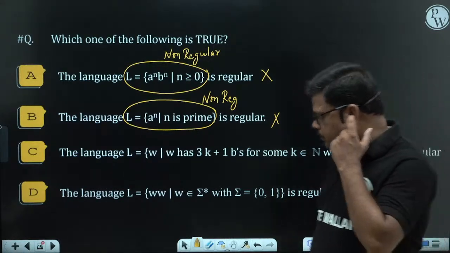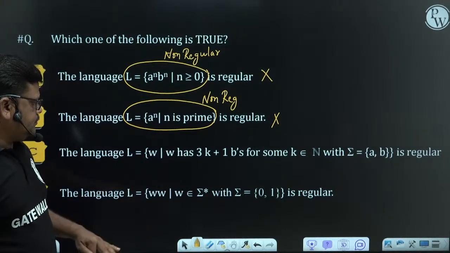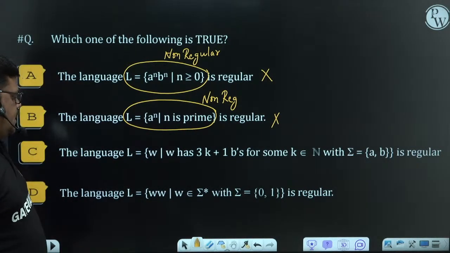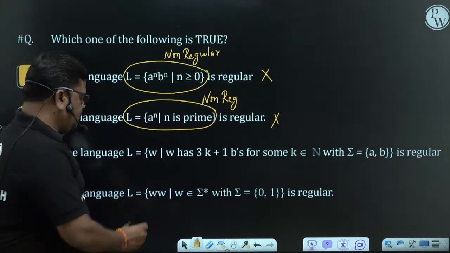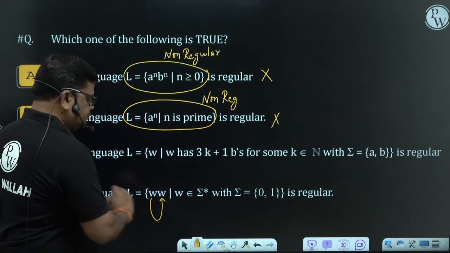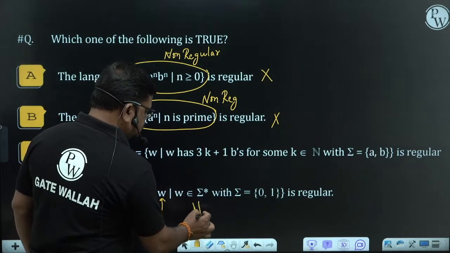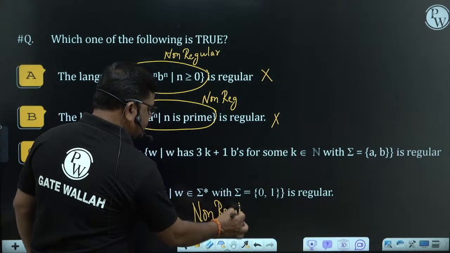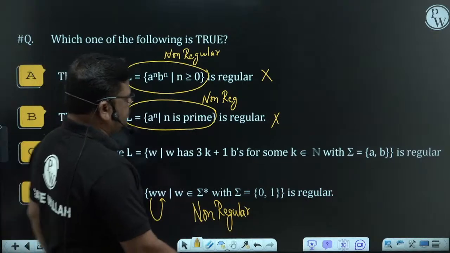What about the fourth one? The language L equal to WW, W belongs to sigma star, is regular. WW is a comparison. This is non-regular, but he is saying regular. This is also false.